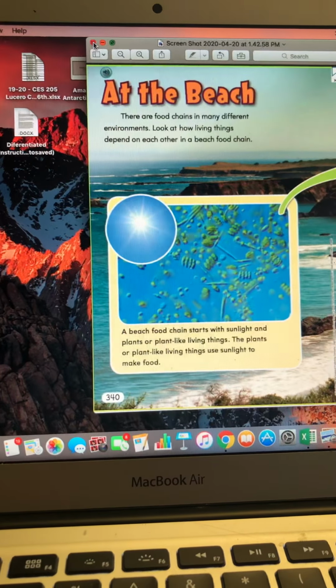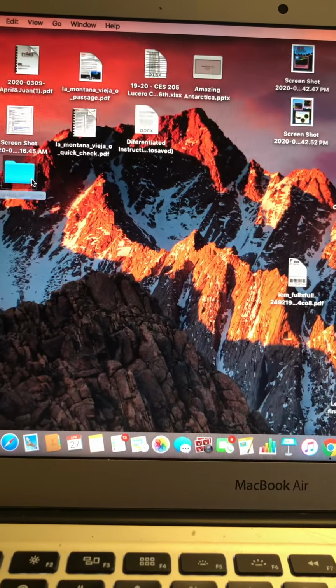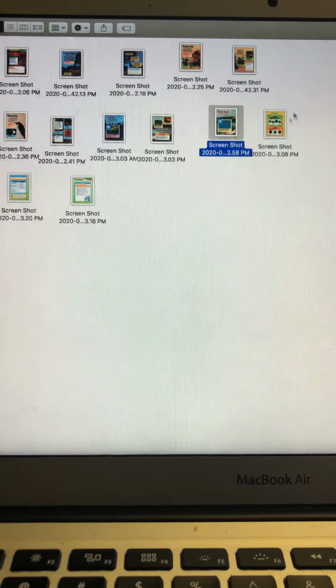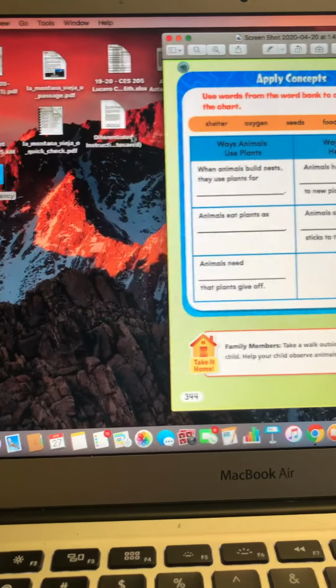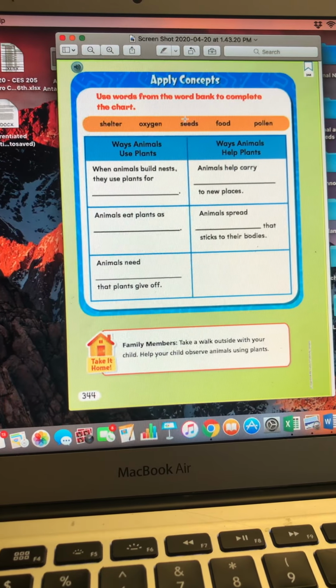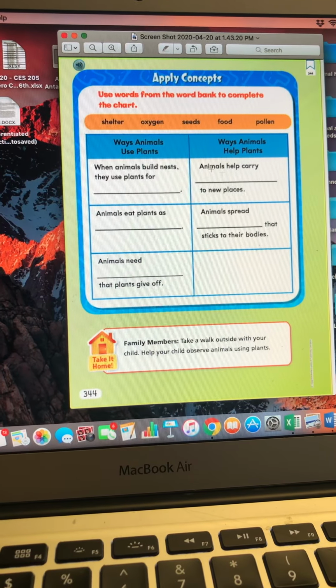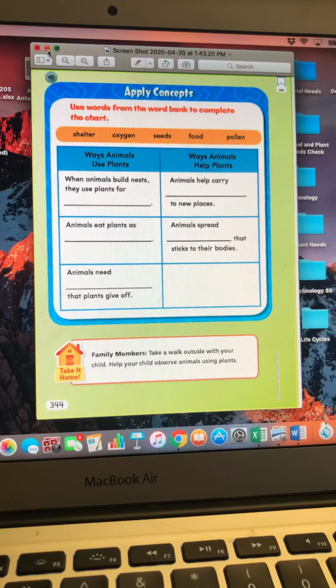Okay. Now those are the pages that you're going to read today. And tomorrow you will work on these pages. Okay, so make sure that you are paying attention to these words here, because tomorrow you'll be working on this vocabulary exercise.